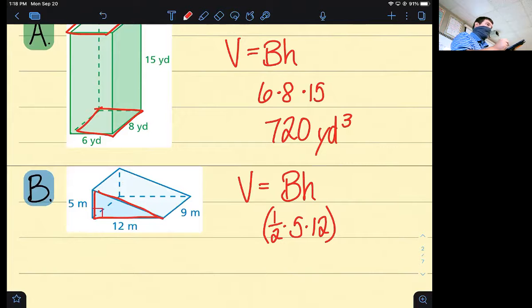Remember, the height of a prism does not necessarily mean up and down height. I cannot stress that enough. I say it like every single time. Okay, so now I'm going to multiply all this together.